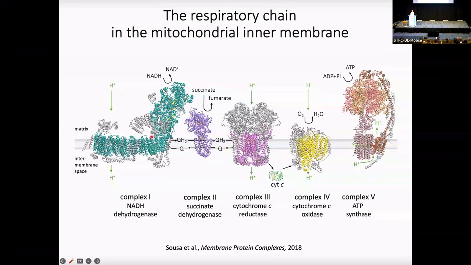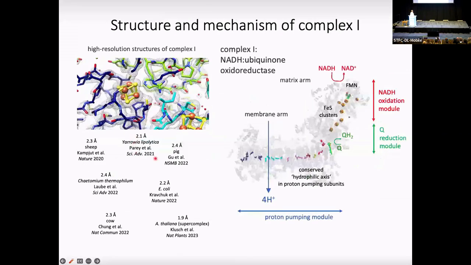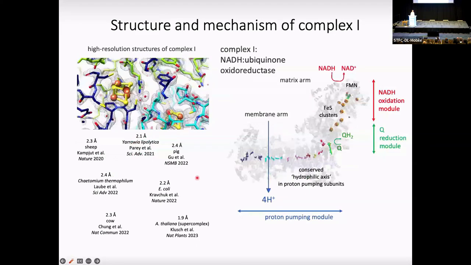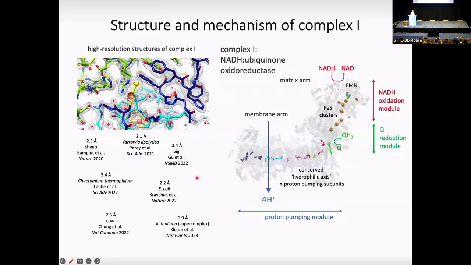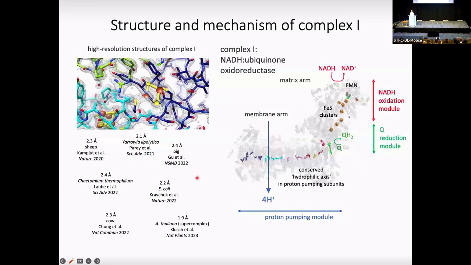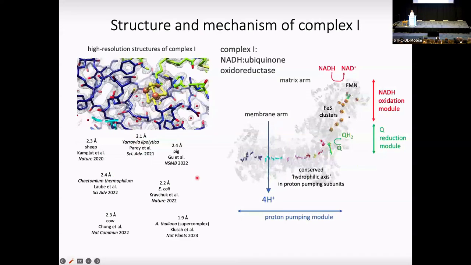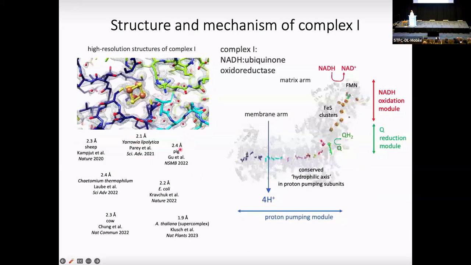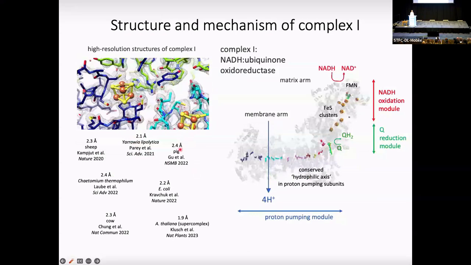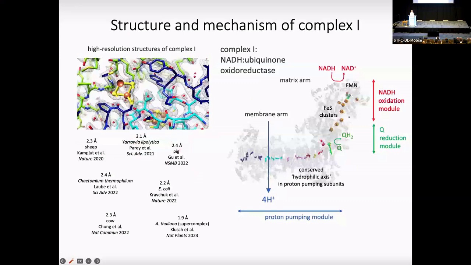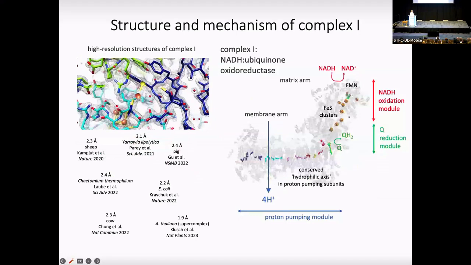This has been studied a lot by different groups in different species with increasingly good results. And in the last 2.5 years alone, there have been, I think, about 7 or 8 structures of complex 1 of different species at resolution better than 2.5 angstrom, where you can see thousands of water molecules. You can see all the individual atoms of the several iron sulfur clusters and everything else.